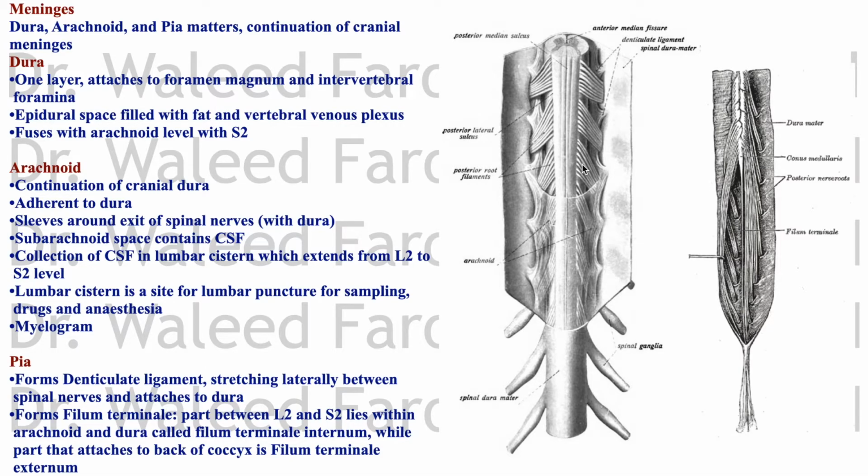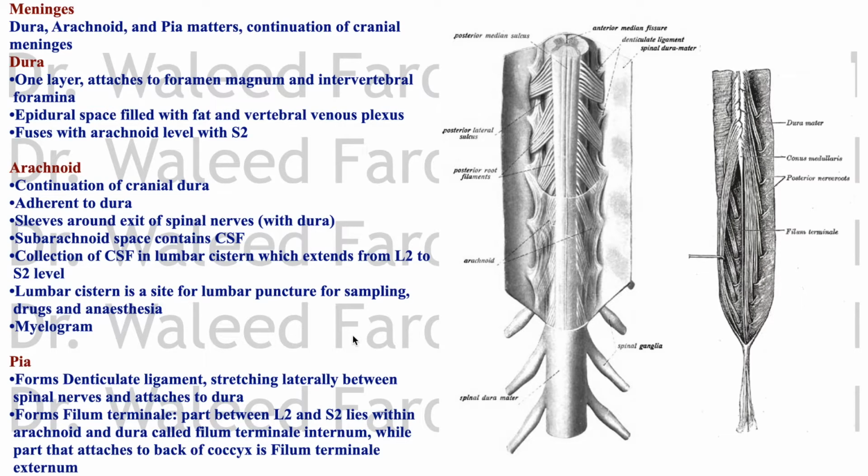It contains the subarachnoid space, which contains the CSF, of course, and it collects downwards below the level of L2 till the level of S2 into the lumbar cistern, and this is the site for the lumbar puncture, either for sampling or drugs or anesthesia, and even to inject a dye to visualize the spinal cord, as in the procedure of myelogram.